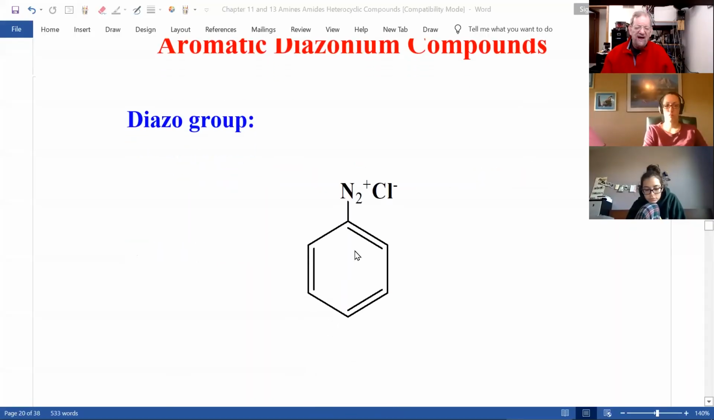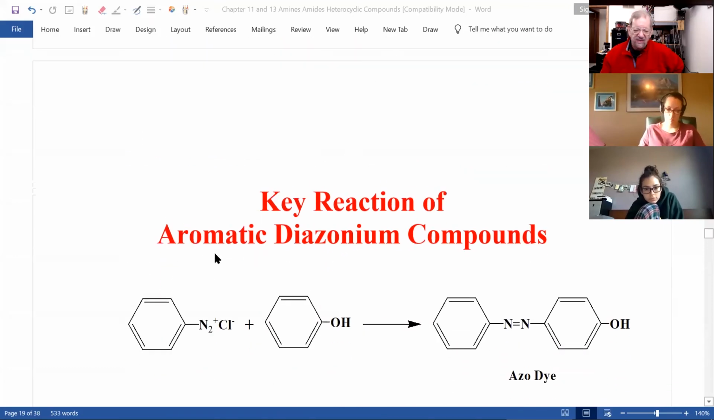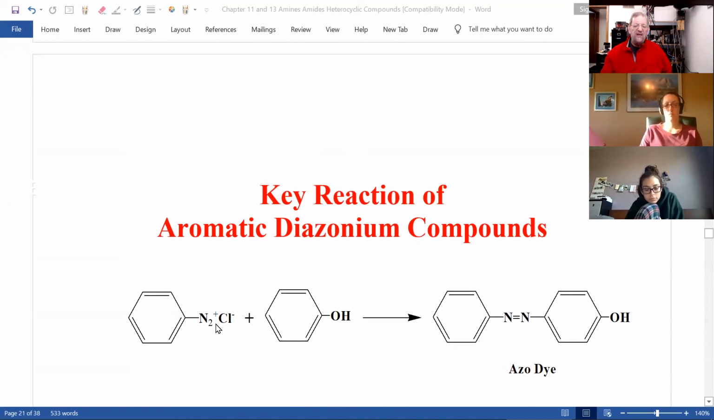Now, when you have a benzene ring with an N2 plus, two nitrogens bonded together with a plus charge, and a chloride anion, we call this a diazo group. And there are ways of putting it on a benzene ring. Now, when you have a diazo group and you react it with a phenolic compound, a benzene ring with a hydroxyl group, there can be other things on there. We have this reaction, and this is called a coupling reaction or a diazonium coupling reaction, and it forms a new molecule, and these are called azo compounds.